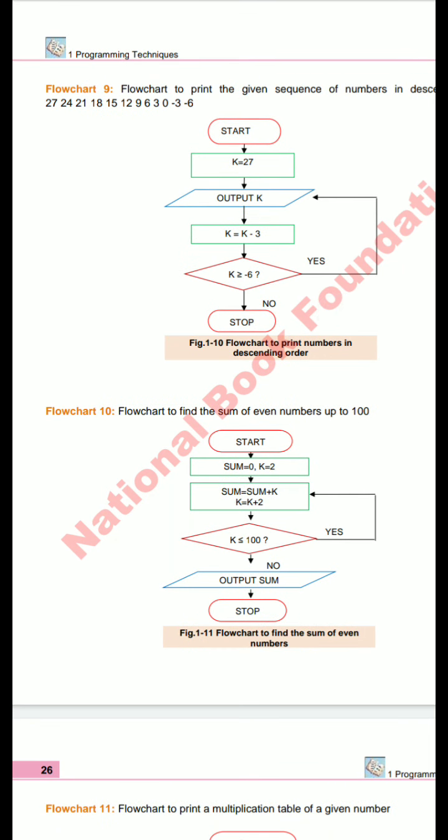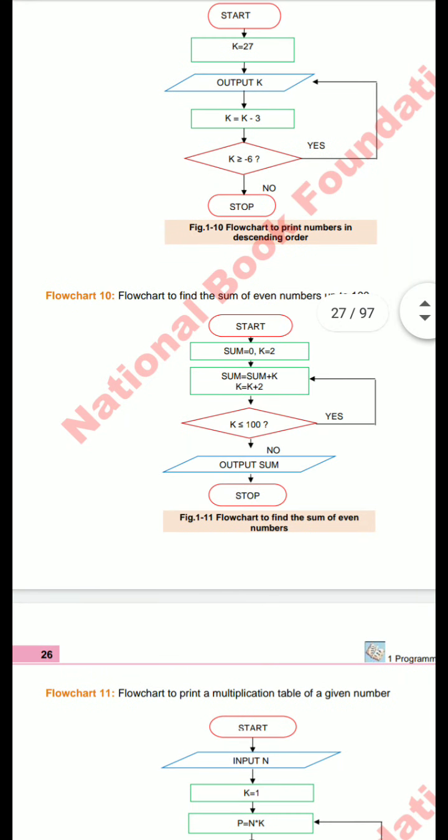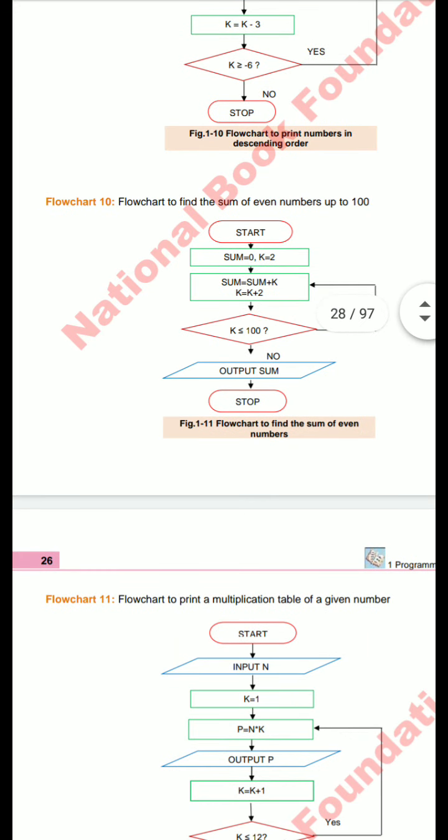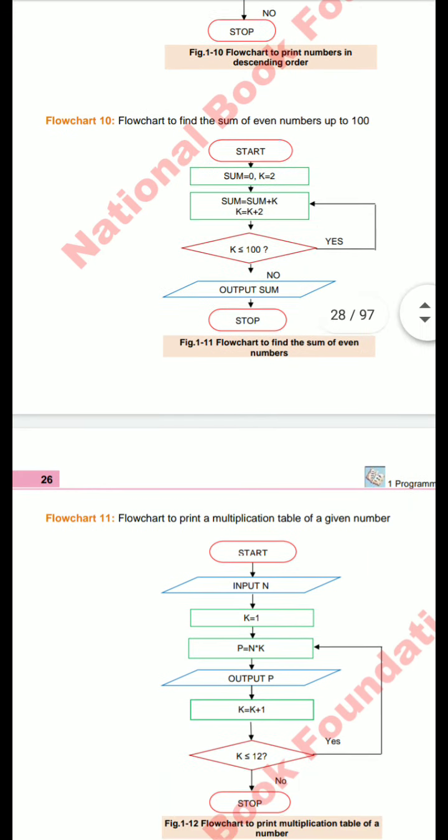Next is flowchart for the sum of even numbers. Sum of even numbers means you will start with sum equal to 0 and K equal to 2. Sum plus K means 0 plus 2 is 2, 2 plus 2 is 4, 4 plus 2 is 6, 6 plus 2, and so on. K is less than or equal to 100, and so on.